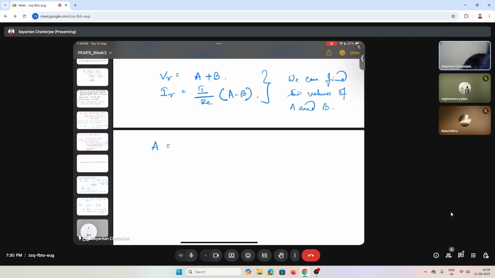Okay. So the final expression of A and B: A will be VR plus IR ZC by 2, and B will be VR minus IR ZC by 2. So in that case, this will be IR. Sorry, my mistake.